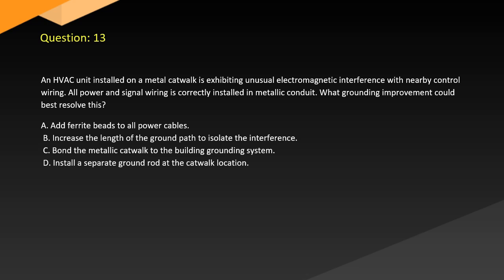Question 13. An HVAC unit installed on a metal catwalk is exhibiting unusual electromagnetic interference with nearby control wiring. All power and signal wiring is correctly installed in metallic conduit. What grounding improvement could best resolve this? A. Add ferrite beads to all power cables. B. Increase the length of the ground path to isolate the interference. C. Bond the metallic catwalk to the building grounding system. D. Install a separate ground rod at the catwalk location.